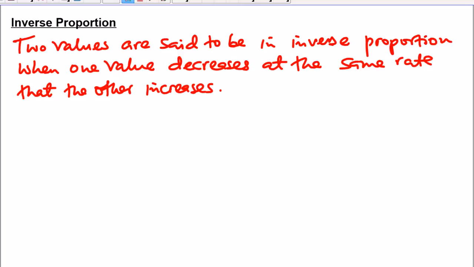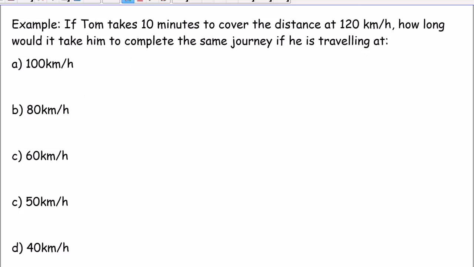Saying here is, two values are said to be in inverse proportion when one value decreases at the same rate that the other decreases. So one is increasing, one is decreasing. I will look at an example to illustrate this. If we look at some typical real life situation, we will be able to discuss this in detail.